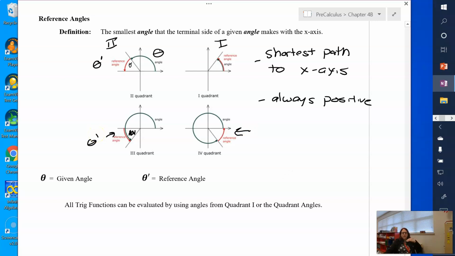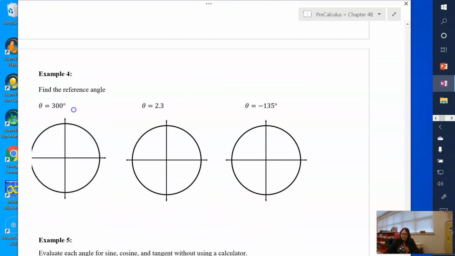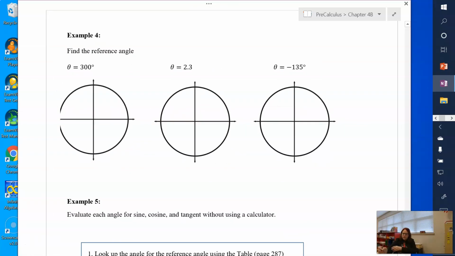Just think of it as, what's my fastest way to the x-axis? That's theta prime. So let's go ahead and find some reference angles. So first off, let's do theta's 300 degrees. So I'm just going to go ahead and mark my quadrants using degrees. Now I'm going to draw in my angle. My initial side is always on the x-axis. 300 degrees is over here somewhere. So here is angle theta.